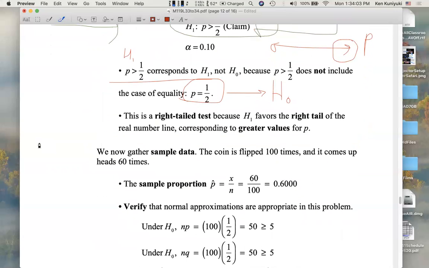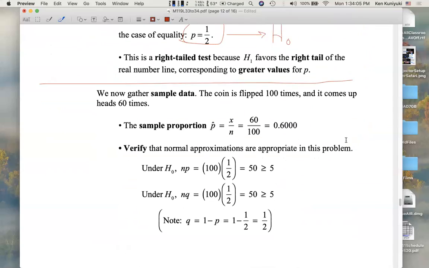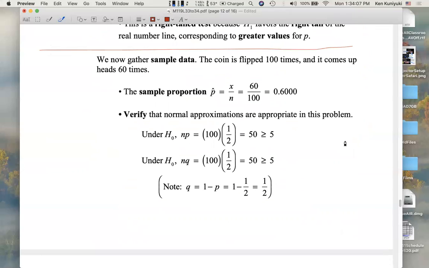Okay, now, finally, we gather the sample data. Remember, you're supposed to do this after the setup. This time, the coin is flipped 100 times and it comes up heads 60 times. 60 out of 100. Our sample proportion, P hat, is 0.6000.